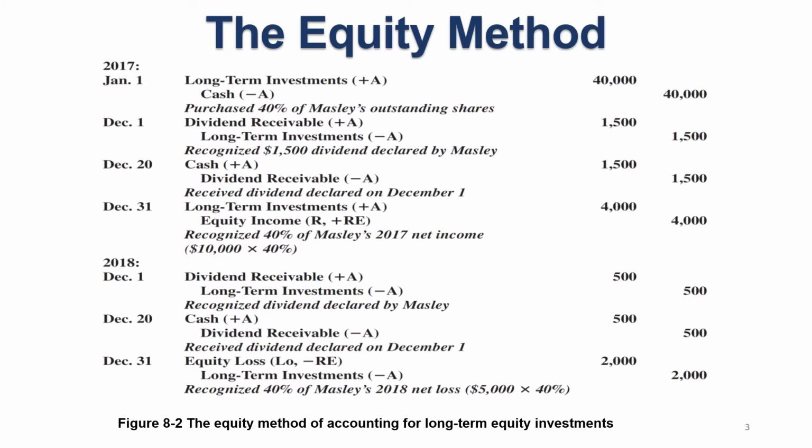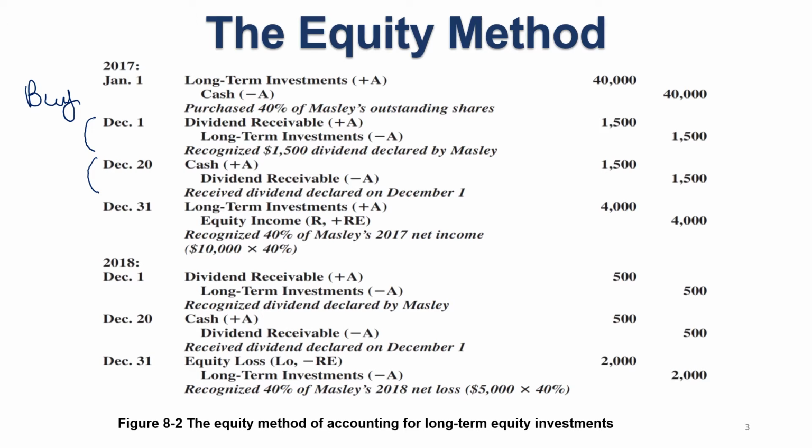Here are the entries that are involved. So when you buy, you're going to debit the long-term investment, credit cash for whatever you pay for it. When a dividend is declared, you're going to debit dividend receivable and credit long-term investment. Notice no dividend income. When the dividend is paid, you debit cash, credit the dividend receivable.